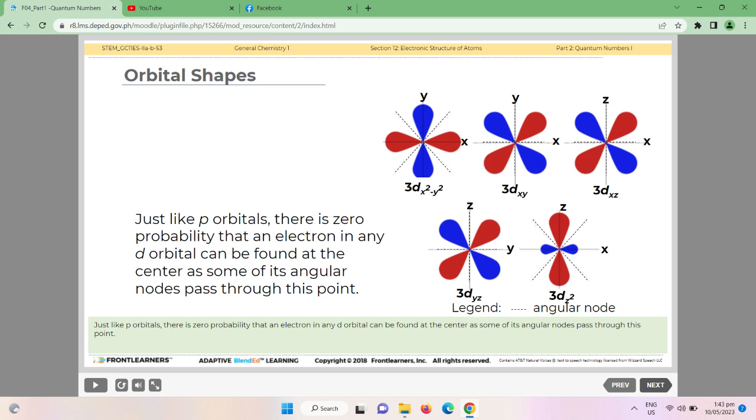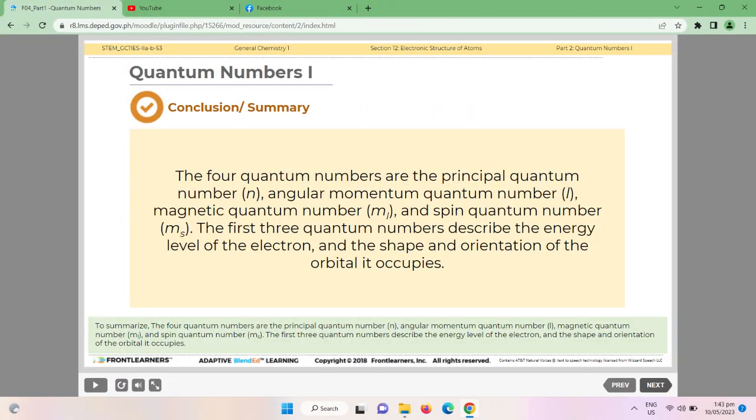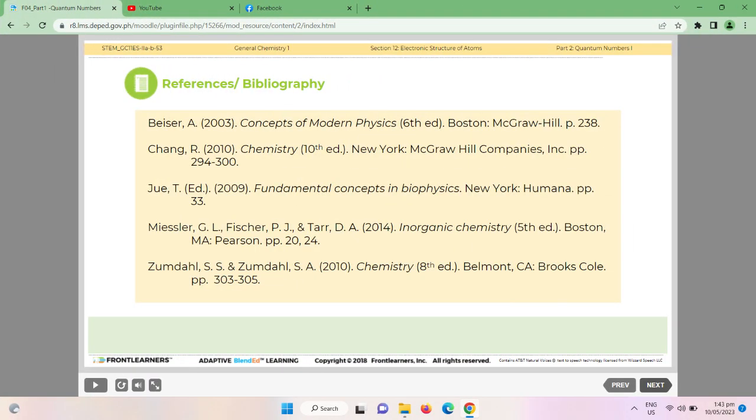Just like p orbitals, there is zero probability that an electron in any d orbital can be found at the center, as some of its angular nodes pass through this point. To summarize, the 4 quantum numbers are the principal quantum number n, angular momentum quantum number L, magnetic quantum number m subscript of L, and the spin quantum number m subscript of S. The first 3 quantum numbers describe the energy level of the electron and the shape and orientation of the orbital it occupies.